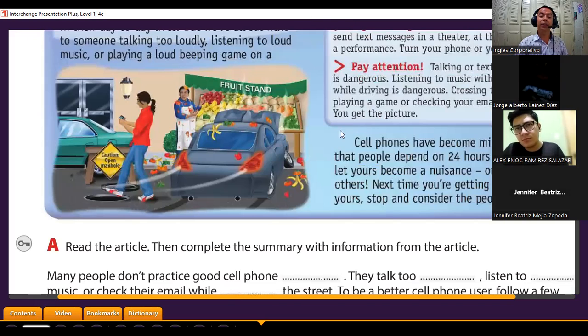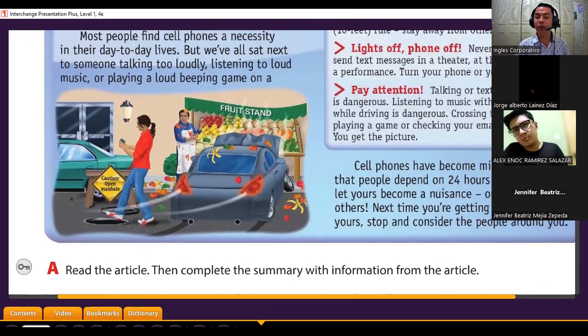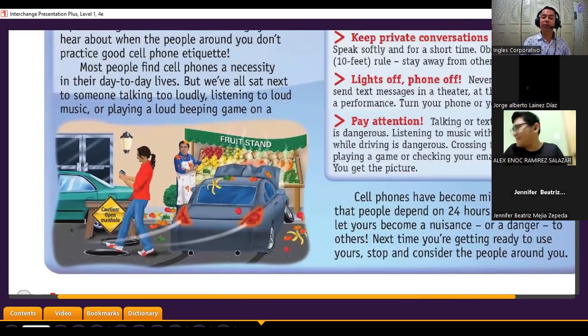On a cell phone, right? O tal vez alguien escuchando música súper fuerte, ¿verdad? No sé, ahí imagínense a Enoch escuchando Bad Bunny ahí, todo volumen, yes. Escuchando a Peso Pluma ahí. O playing.